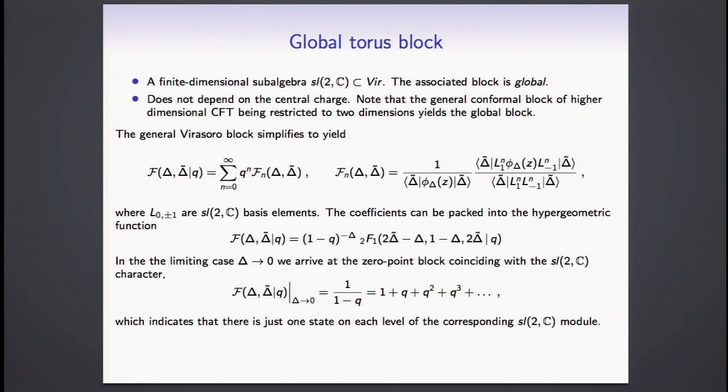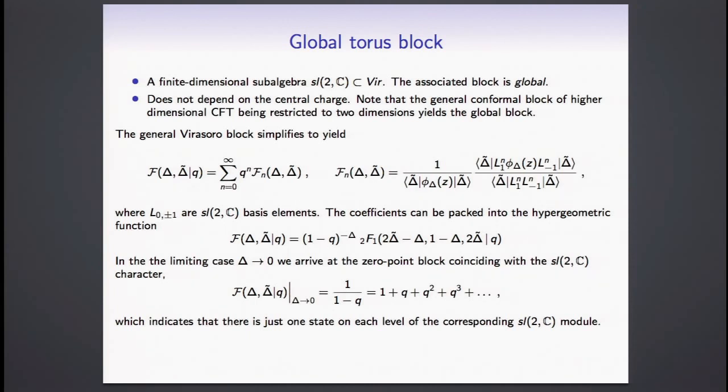Now let us start from considering the global torus block, and we know that the Virasoro algebra of a CFT living on an arbitrary Riemannian surface has a finite dimensional subalgebra SL2. So the global block by definition is just the block associated to this SL2. Okay, we see that it does not depend on the central charge, and in fact the global block is just a d-dimensional conformal block restricted to 2 dimensions.